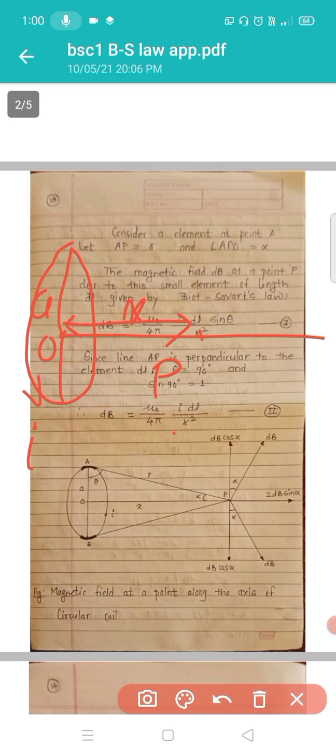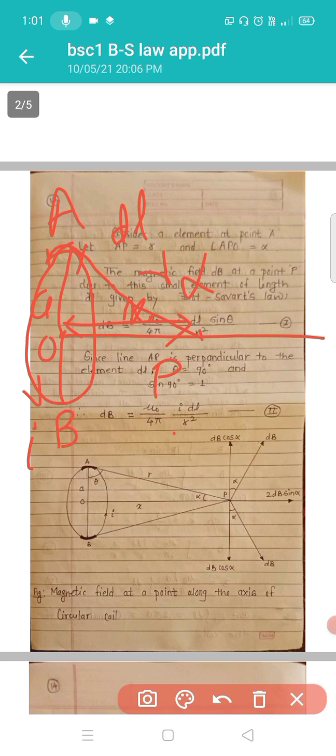Imagine that the coil is divided into a large number of small elements, each of length dl. Consider an element at a point A. This point is A and this is the point B. Here we have to consider a small current element dl. Then the A to P distance is r, and the angle APO is alpha.